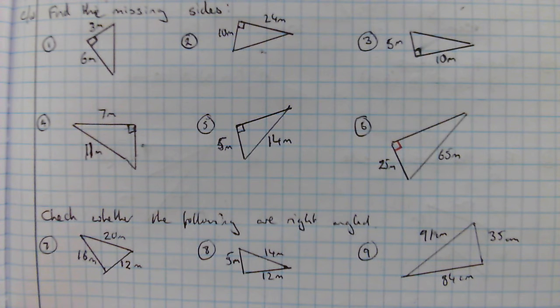For questions 7, 8 and 9, you're trying to work out whether or not Pythagoras' theorem works. If it does, then it's right-angled. If it doesn't, then it's not right-angled. Pause the video now while you write down the questions, and then when you're ready, unpause the video and you can see the solutions. Good luck.